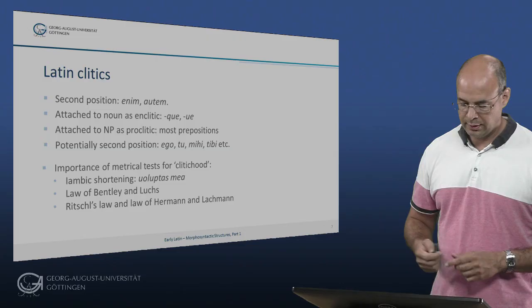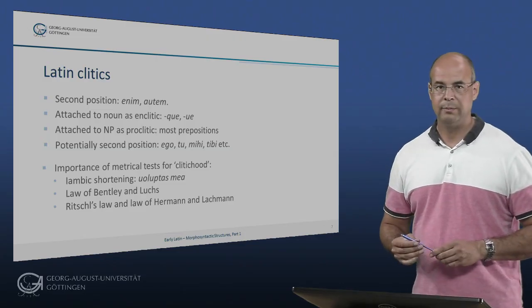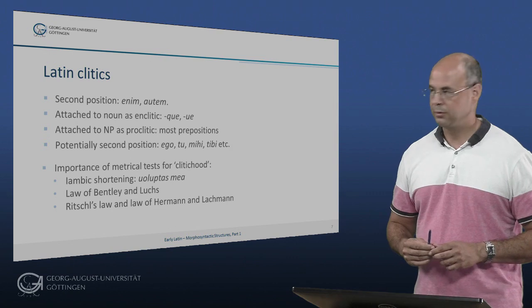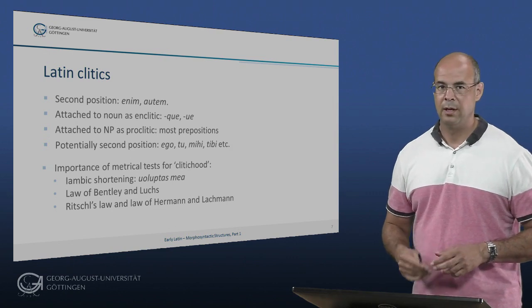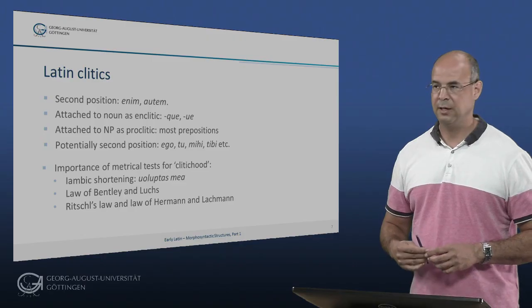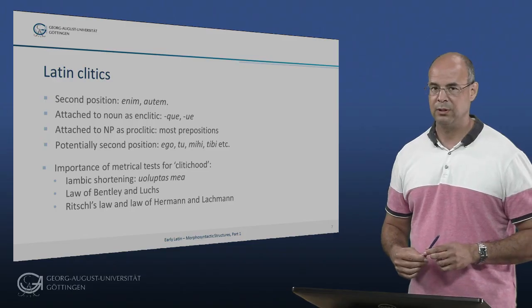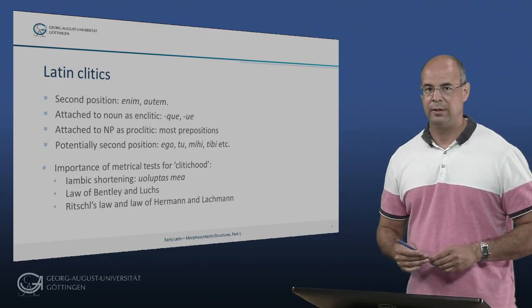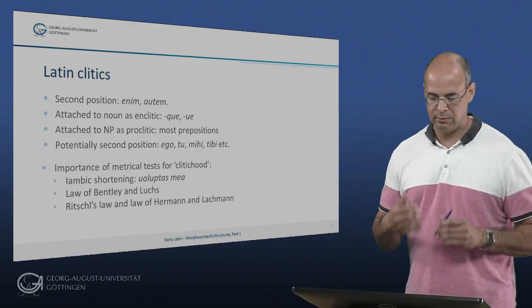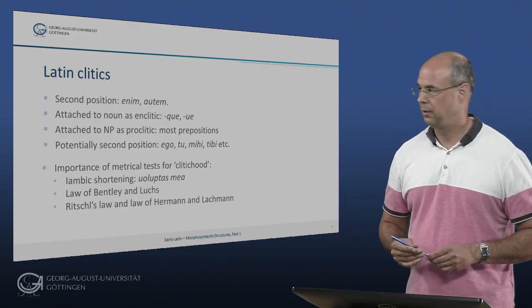Let's look at these in turn. Things like enim or autem indicate a contrast or give a reason. They are never accented, they have a function rather than a lexical meaning, and they are clear-cut clitics. We call them Wackernagel clitics, named after the great Swiss scholar, and they always come in second position.